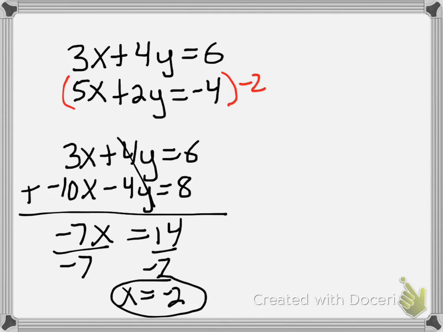So now I have one of my variables. I just have to pick an equation, either the top or the bottom, and plug in the variable I know. I'm just going to pick the top equation. It doesn't have any negatives in it. It has a little bit larger numbers, but no negatives. So I'm going to plug in negative 2 for x.